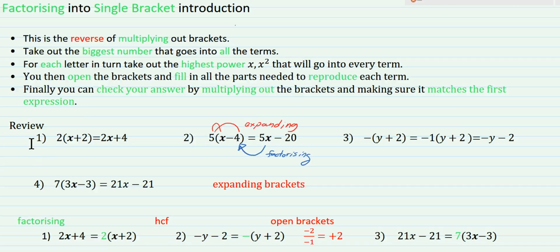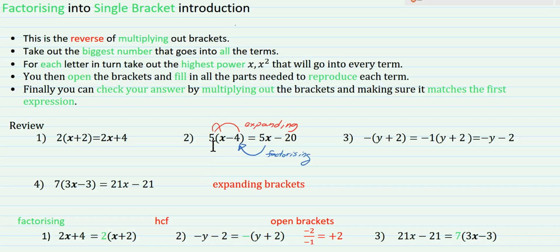Now review. This is a review here. Now we've got this expression 2 into x plus 2. So what you do here, use the distributive law. You multiply everything inside the bracket by 2, so this will be 2 times x, which will be 2x, and 2 times 2 is 4. This is also called expanding the bracket.